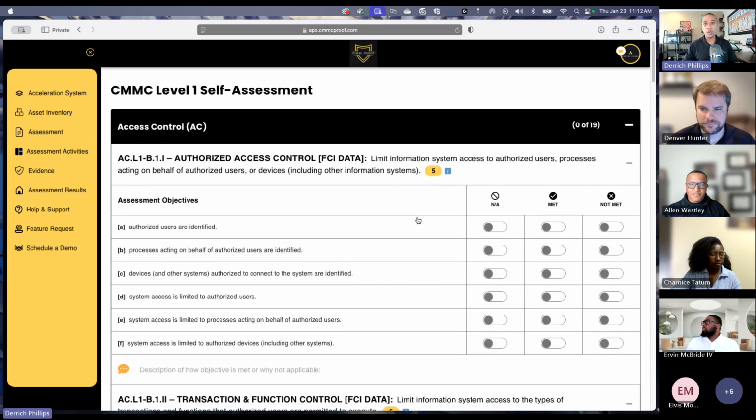So I'll hand it over to which one of the assessors is going to be kicking this off for the access control domain. So the roles that we've established: GRC is Charnice, I've assumed the role of CISO, so that leaves you, Denver, as the CEO. You want to kick us off and tell us a little bit about the organization?